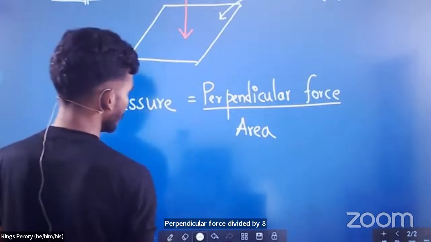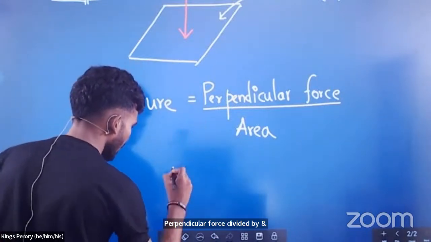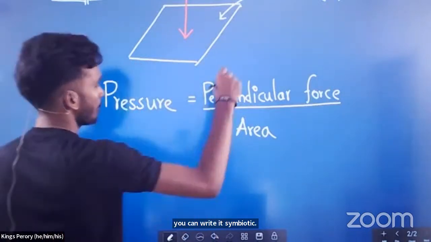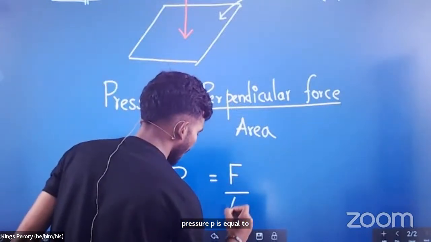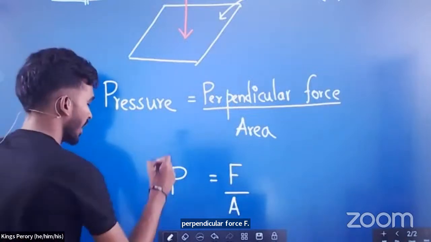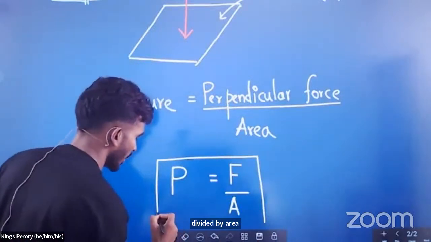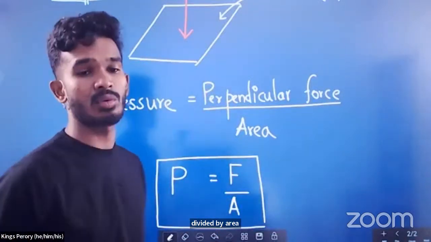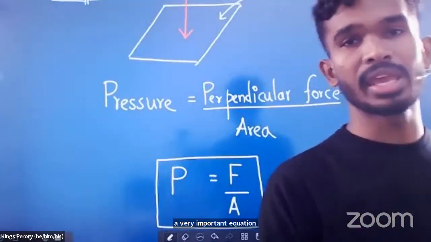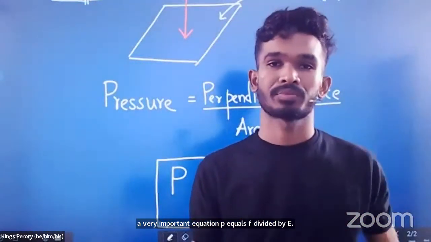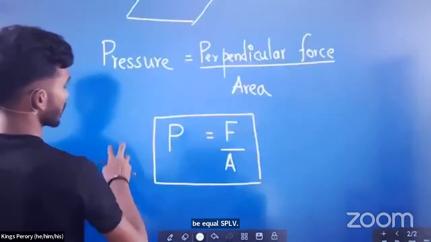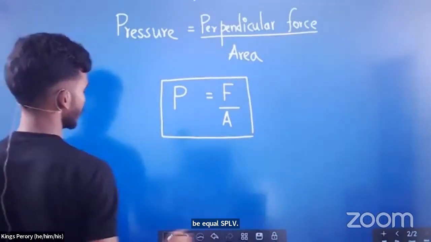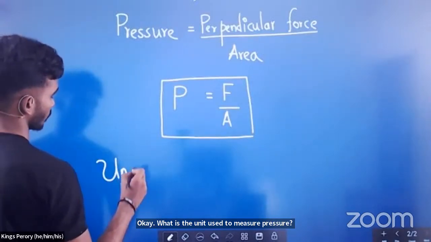You can write it symbolically. Pressure P is equal to perpendicular force F divided by area A. Very important equation: P equals F divided by A. What is the unit used to measure pressure?